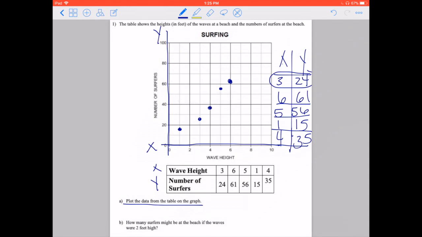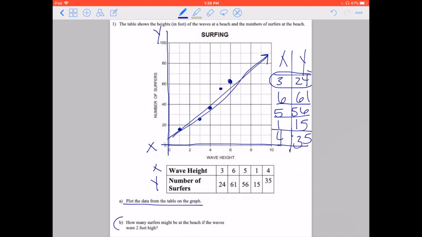So if you look at that, it kind of makes a line, not quite a line, but you can see the trend, as the wave height increases, the number of surfers increases. So if this question were to ask you, how are wave height and the number of surfers related, you could say, well, as wave height increases, as it goes up, so does the number of surfers.